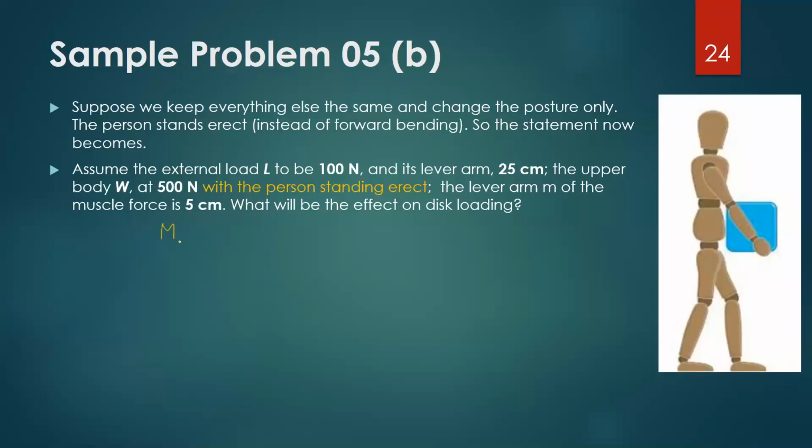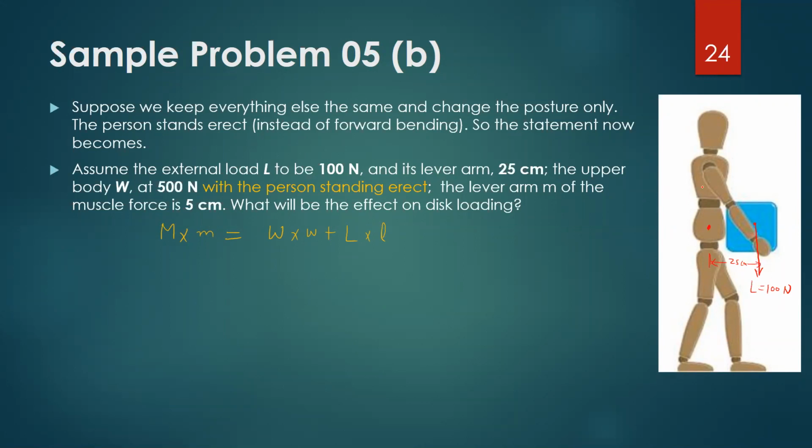So we had this simple equation, the counterclockwise torque should be equal to the sum of clockwise torques. But just in order to reiterate and to get your attention, suppose this is the center point of the L4, L5 disc. So this load was 100 newtons and this distance was 25 centimeters.